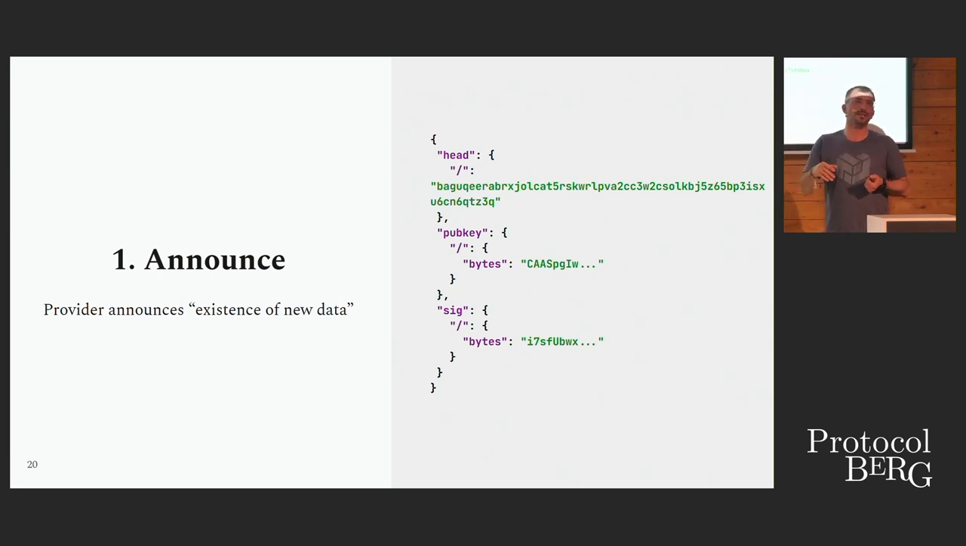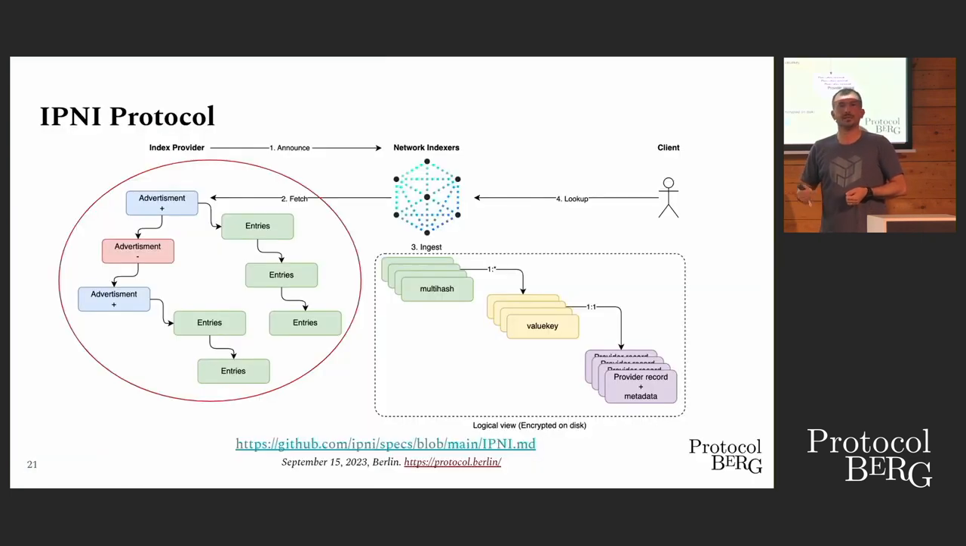The public key is optional. You know, it could be retrieved in alternative ways. All we are really talking about here is, as a provider, I have a head, and I signed it, so you know it's me. There's something new. Then what happens is, the indexer goes and pulls the data.